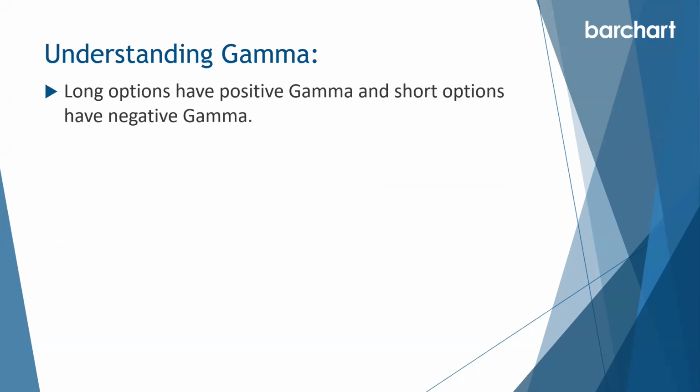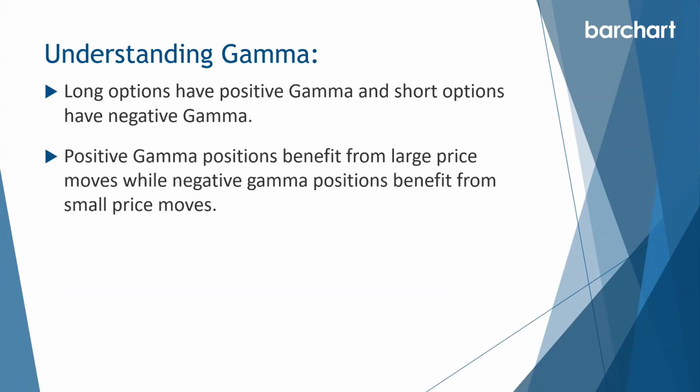Long options have positive gamma, and short options have negative gamma. Positive gamma positions benefit from large price moves, while negative gamma positions benefit from small price moves.